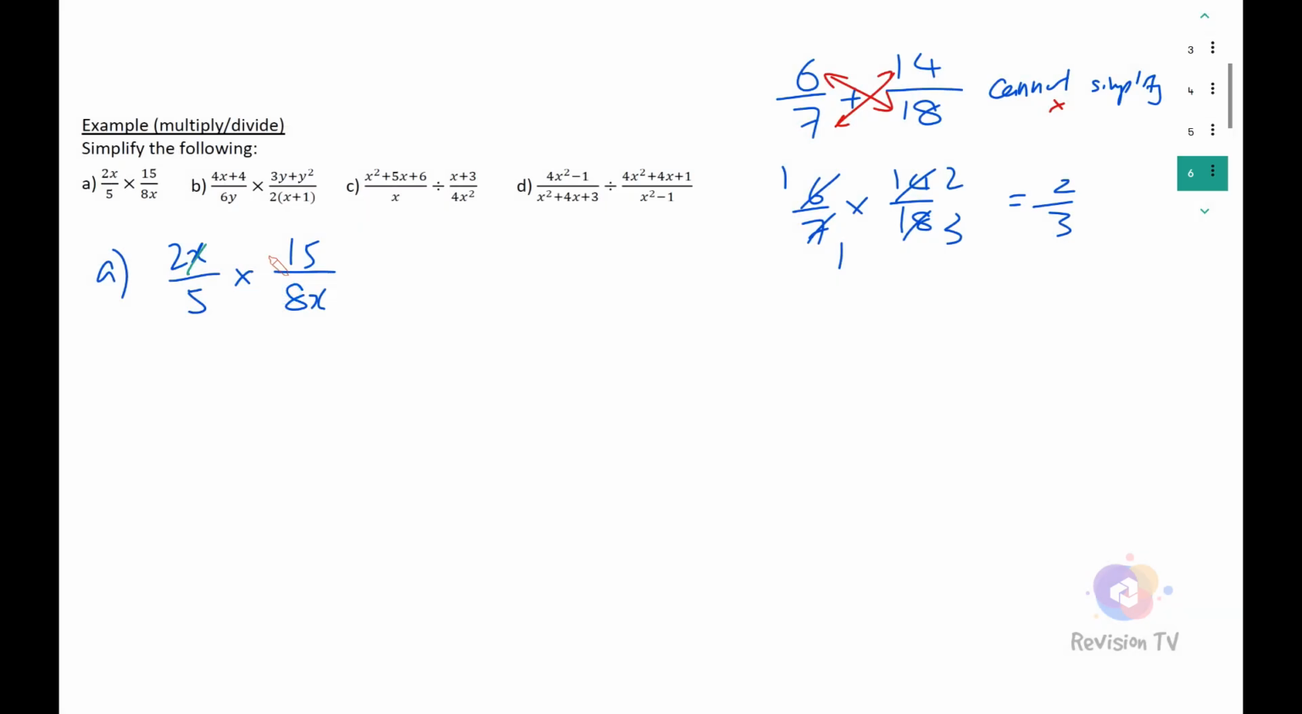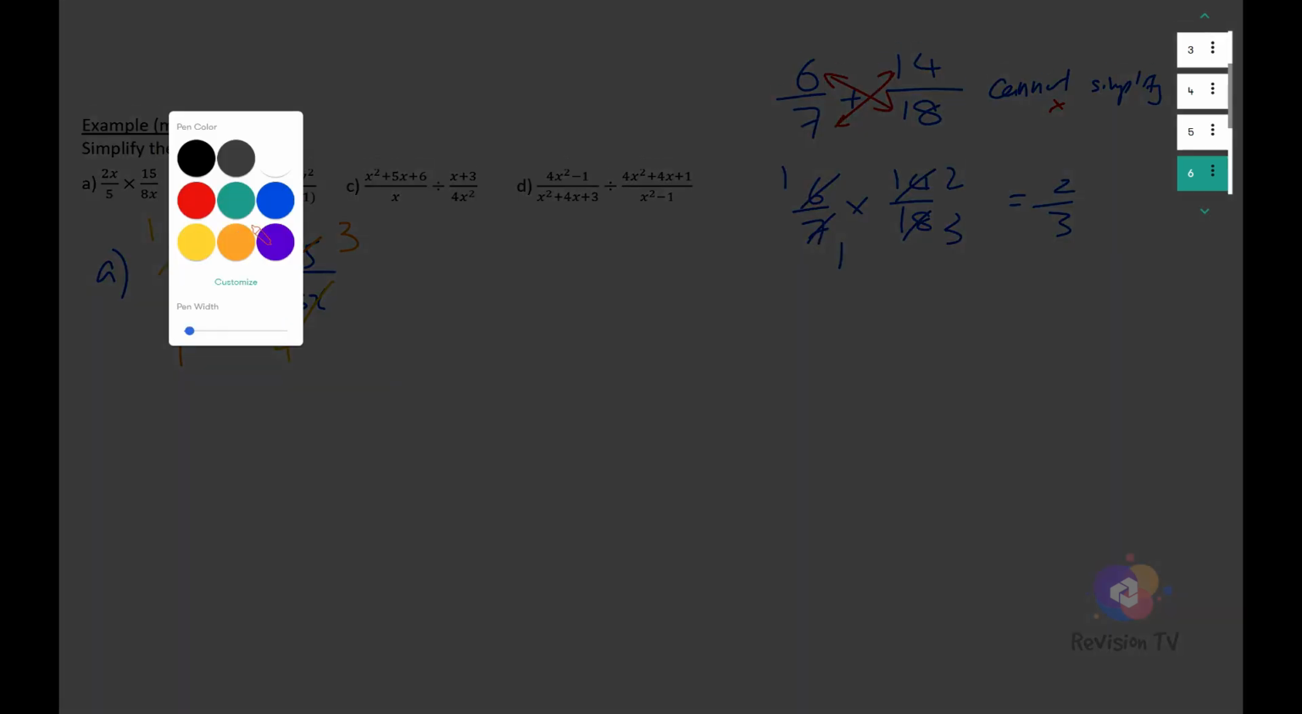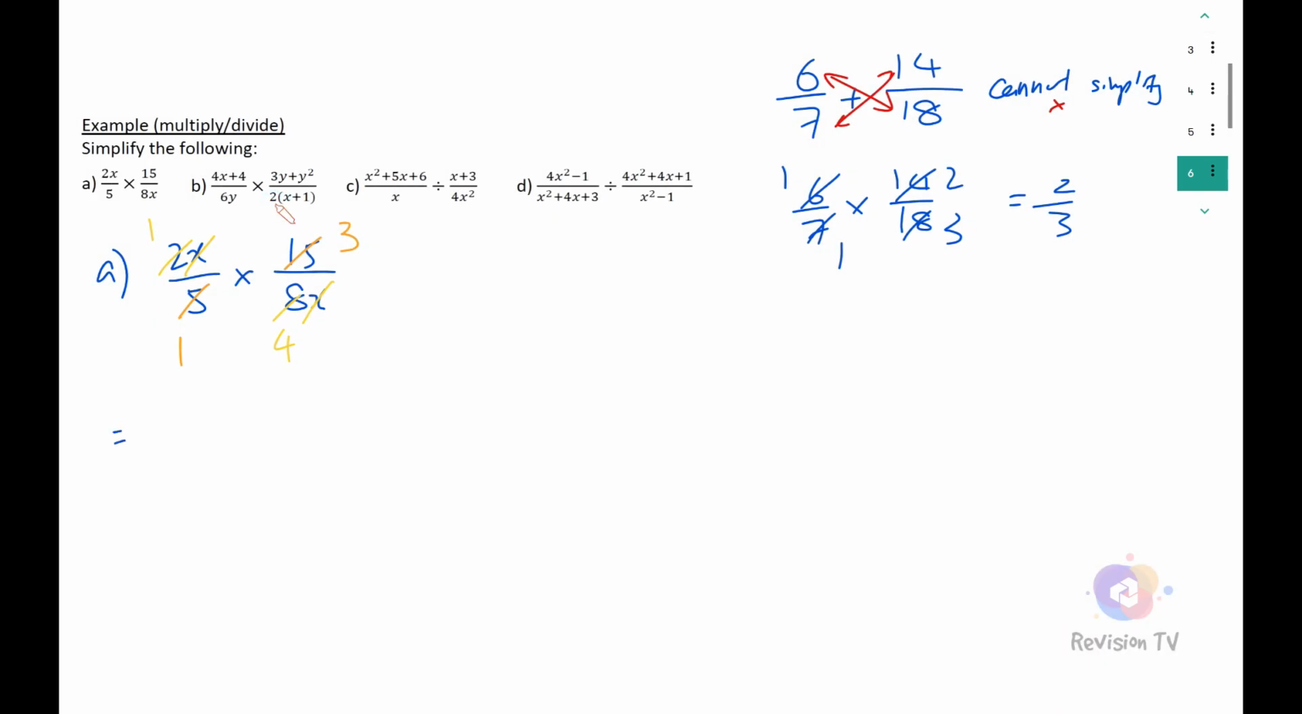So same thing we're doing here. X and the X, gone. Actually, let me use a brighter color. X and the X. Okay, 2 and the 8. Right? Next, 5 and the 15. So we just have to collate everything we've simplified. So this is 1 times 3 over 1 times 4, which is just 3/4.